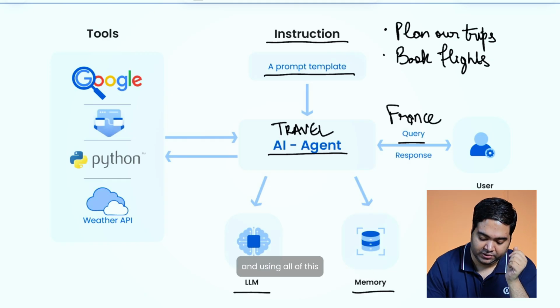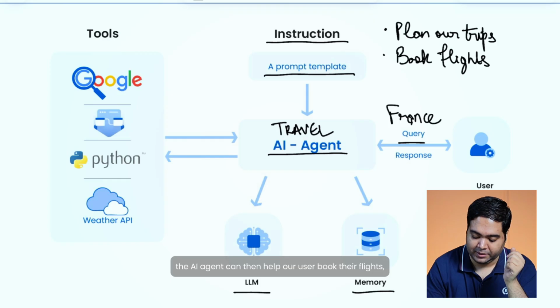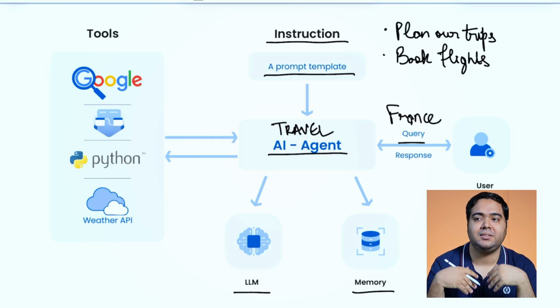And using all of this, the AI agent can then help our user book their flights, find good restaurants, maybe even find hotel accommodations, and so on. This is kind of how an LLM-driven AI agent works. There's of course more advanced techniques, and we'll discuss all of those in a later video.